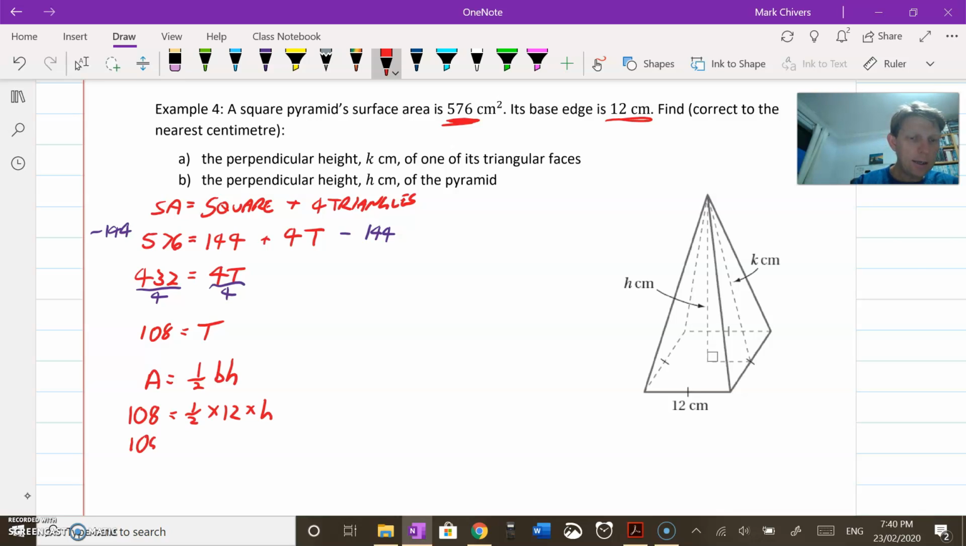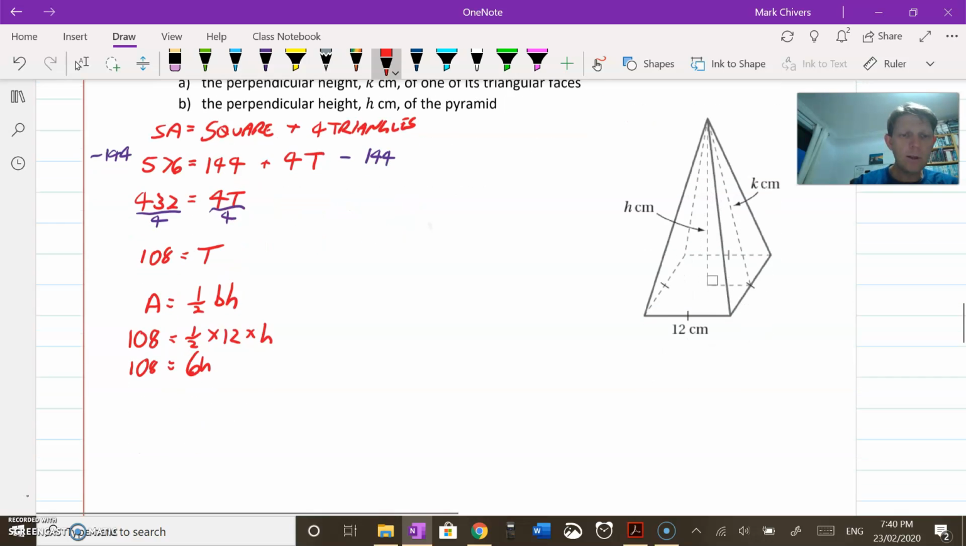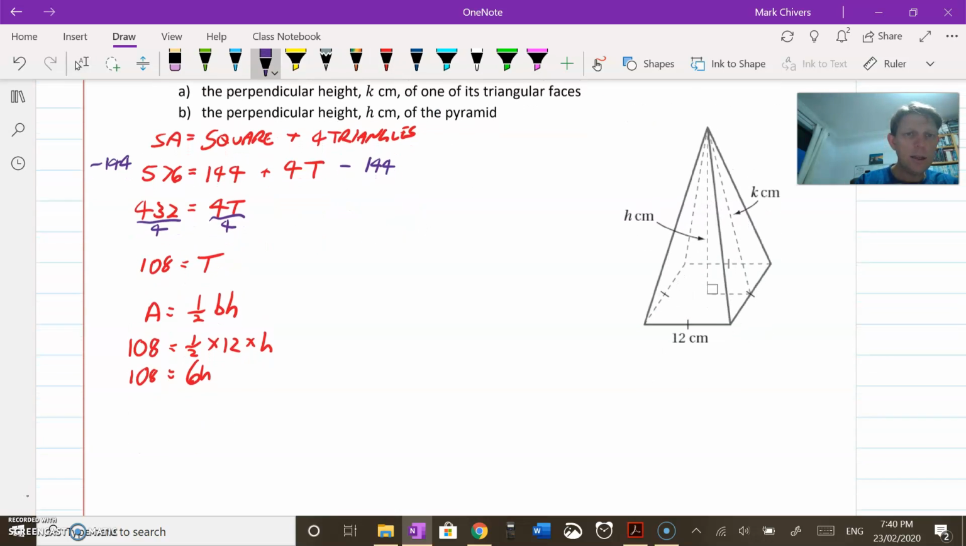So 108 is going to equal a half of 12, which is just 6, so equals 6h. Once again, we're doing a little bit of algebra here, and we divide both sides by 6 to find out what h is. And when we do that, h equals, and I have it written over here, 18.